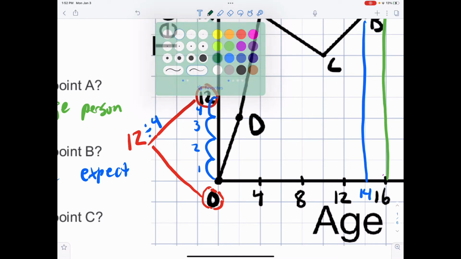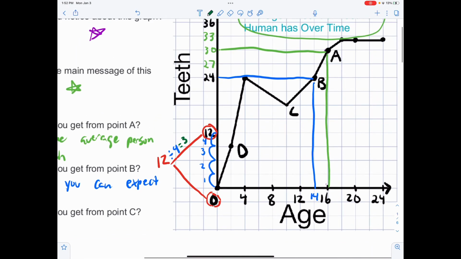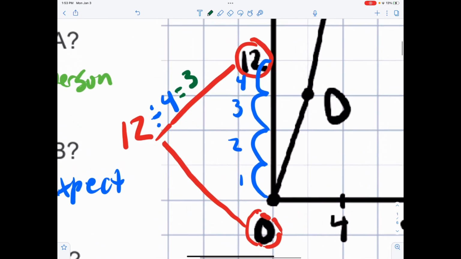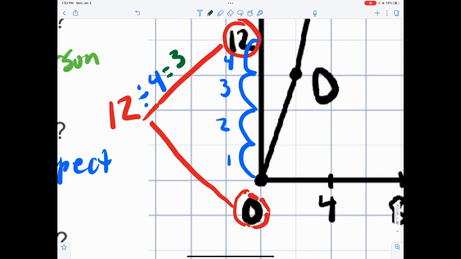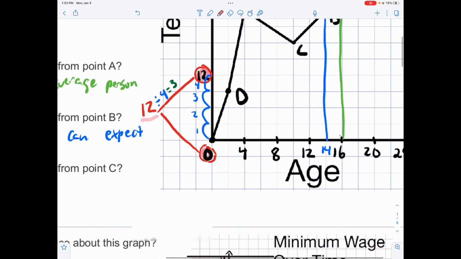12 divided by 4 is 3, right? What the graph is going up by. Remember right here, 24 to 27, up 3. 27 to 30, up 3. And we know it's going up by 3 using this step right here: finding the difference between our points, 0 and 12, which is 12, and then counting the boxes, which is 4. 12 divided by 4 is 3, which means each box goes up by 3.